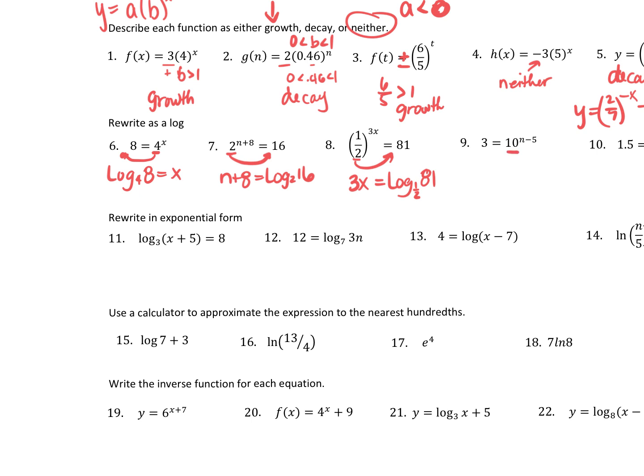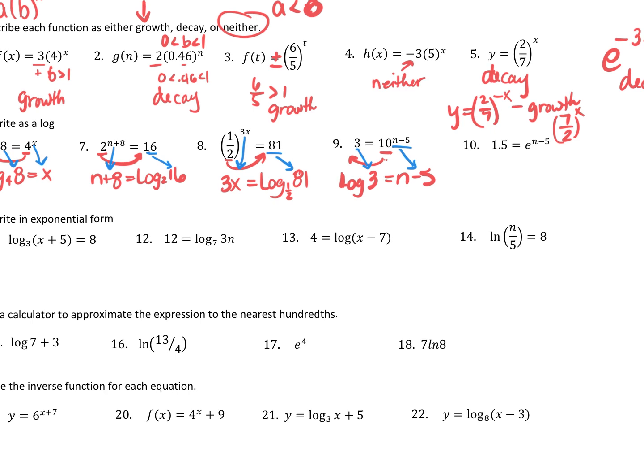The 10 is my base, so this moves over. Log base 10, we don't write the base, so it just becomes the log of 3 equals n minus 5. Again, notice that what's on this side of the equal sign is staying on this side of the equal sign. The 3 stays, it goes into the log. The exponent stays on the same side. The only thing that's switching is the base. It's either becoming the base of a log, or in the next set of examples, it's going to become the base of the exponent, or the power.